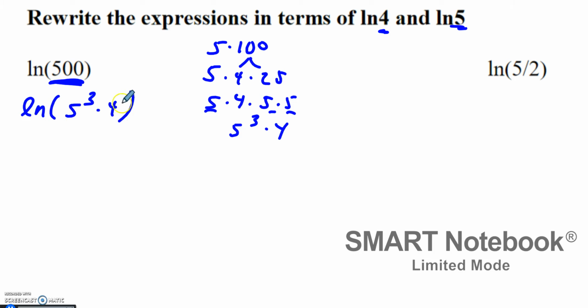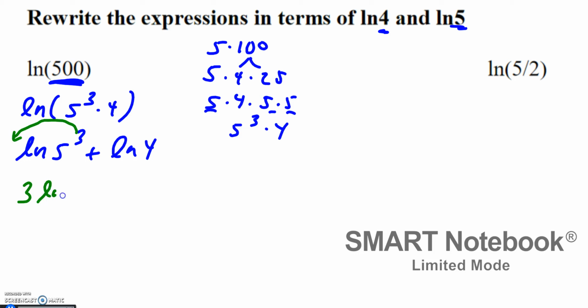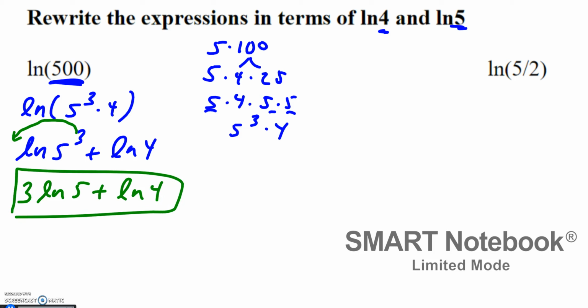And ln of two things being multiplied is really the same as ln of the first plus ln of the second. And so from there, the 3 can come down in front. So we'd have 3 ln of 5 plus ln of 4. And so we're using our properties, and this is one possible correct answer. The reason I say one possible is there are other ways to split 500, but that is an excellent way to leave your answer. The next one, ln of 5 over 2.